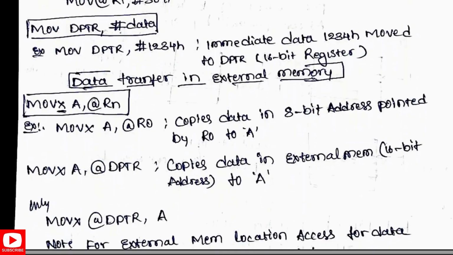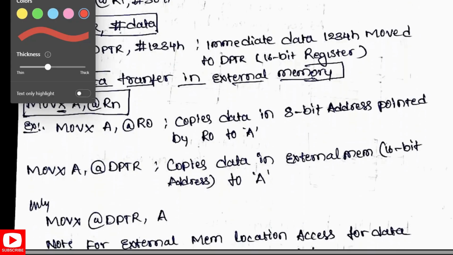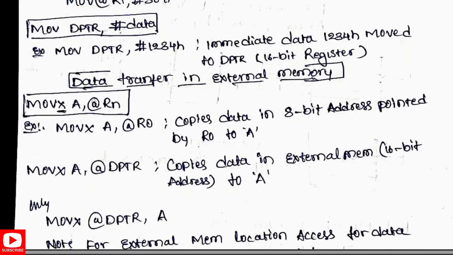Then DPTR. Here MOV DPTR, #data. Here 1234h is directly moved into the DPTR, which is a 16-bit register. Next, data transfer in the external memory. So till now we learned about the internal memory. Now we will learn about the external memory.